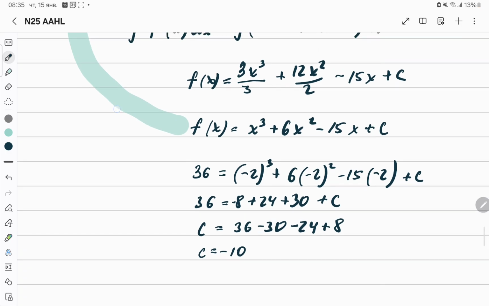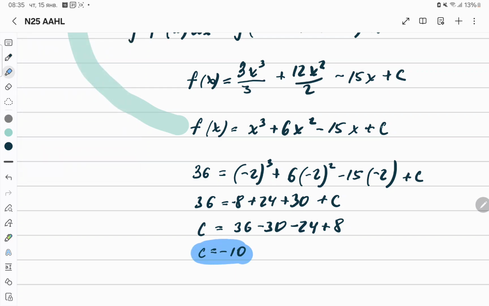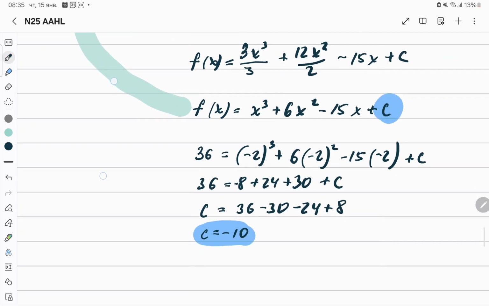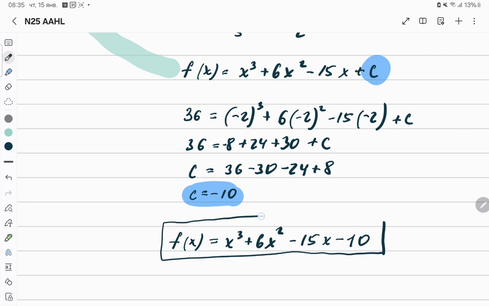All right, now let's use negative 10 instead of c here. So finally, f of x is equal to x cubed plus 6x squared minus 15x minus 10. So this is the answer for the last part. So now the question is solved completely.